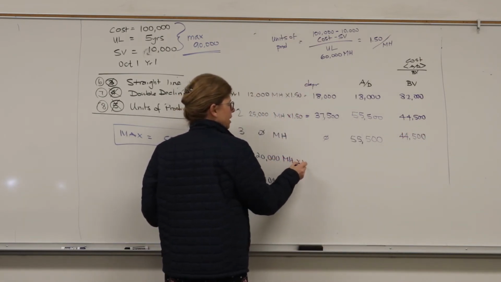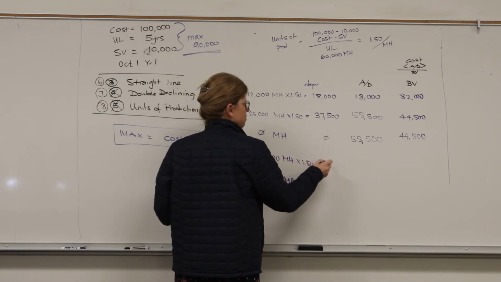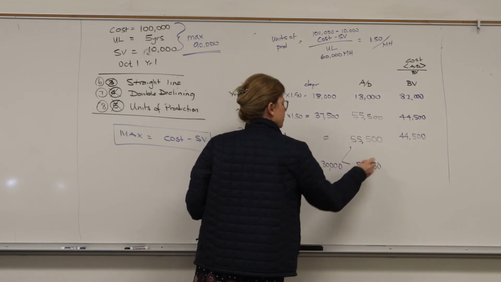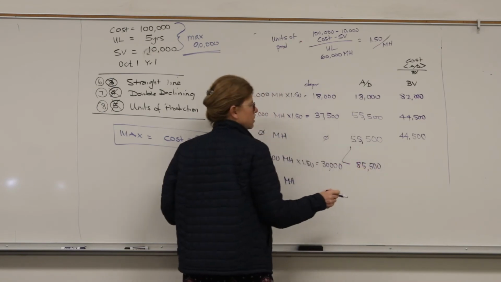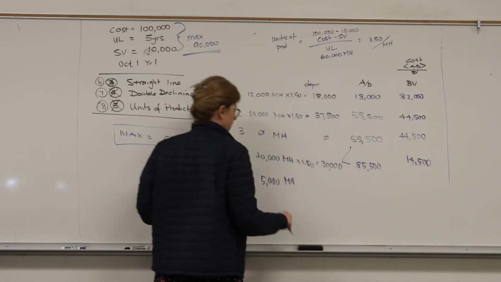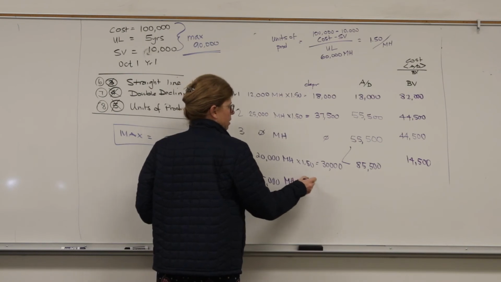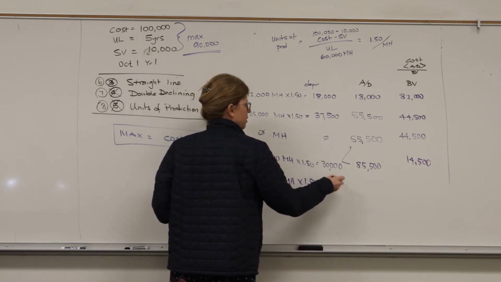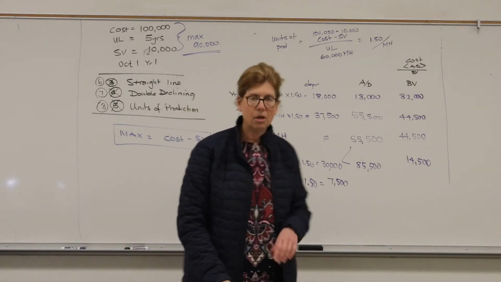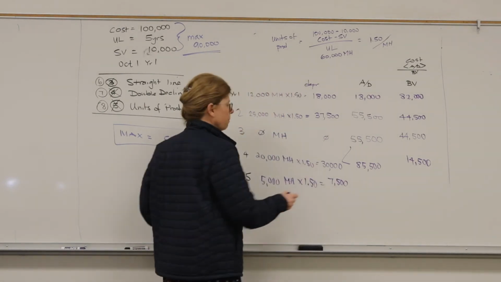20,000 machine hours times $1.50 is $30,000. When I add this through, this will be 85,500. So give me 14,500. I come here. This gives me 7,500. When I look at 7,500 and 85,500, we fail, just like before.